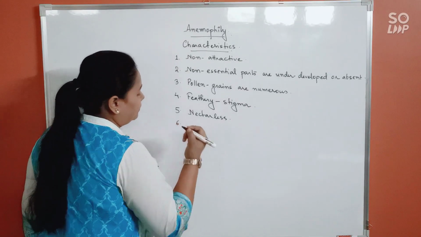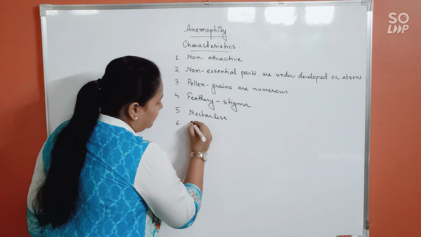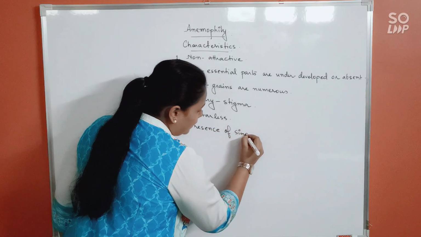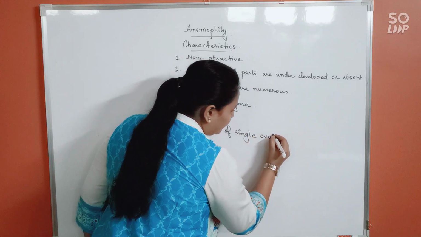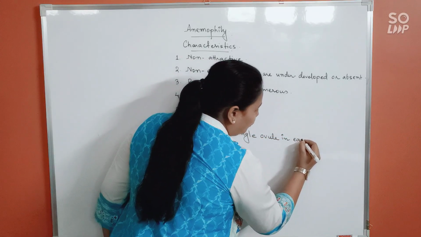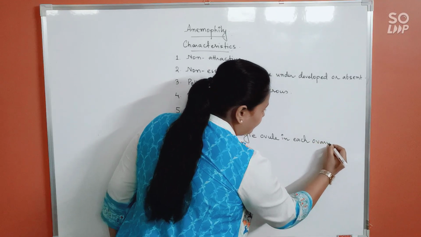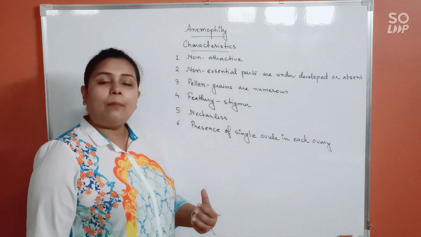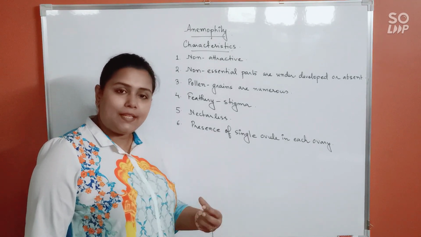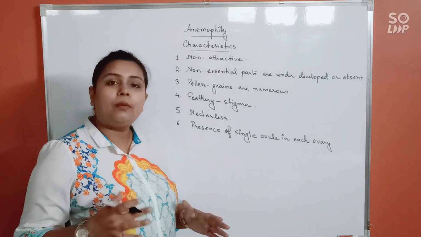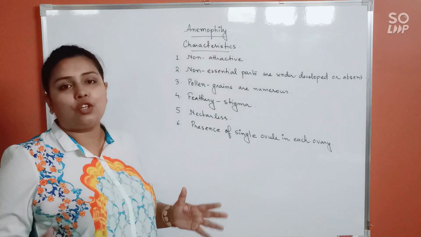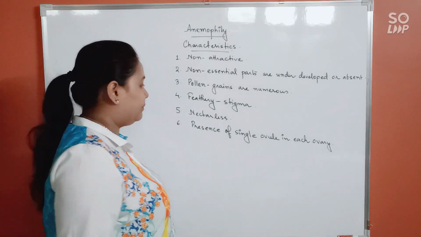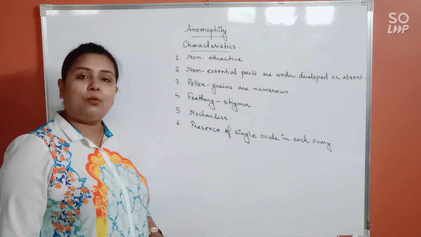Number 6 is presence of single ovule in each ovary. Single ovule means a single egg, isn't it? So number of female gametes are going to be less in comparison to the number of male gametes. Number of male gametes will be huge in quantity. So in that case, that would rather ensure fertilization. Okay. So these are the main characteristics of anemophilous flowers.